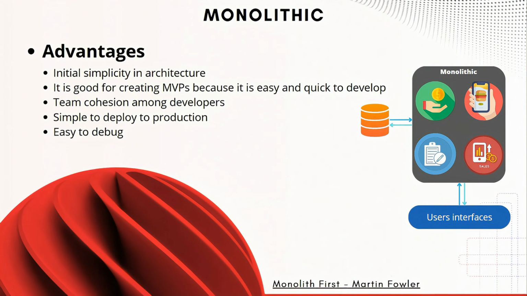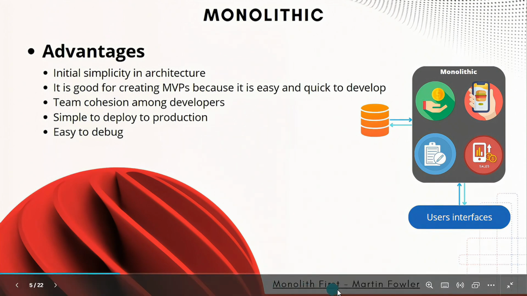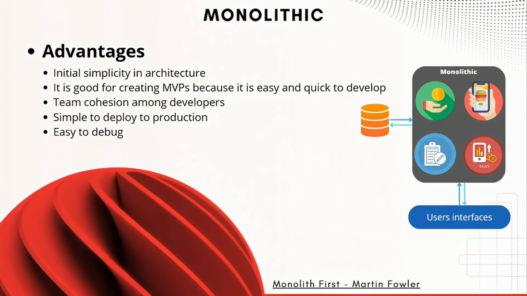And the advantages of monoliths. You get a simpler architecture because all the features are integrated into a single location, like this image. It is good for creating MVPs because it is easy and quick to develop. For the same reason, there is team cohesion among developers, because in the monolithic architecture we use only one language, which makes it easier to create a development team. It is simple to deploy to production. If you update a feature, the entire application will be ready to deploy to production. And it is easy to debug because all the features are in one place. Here, I recommend "Monolith First", a post by Martin Fowler. If you're interested in monoliths, I recommend you read it after this presentation.